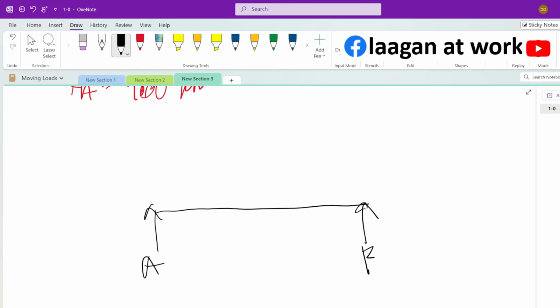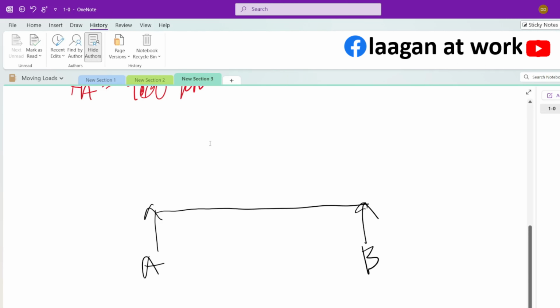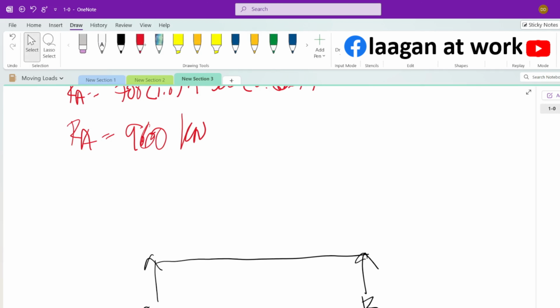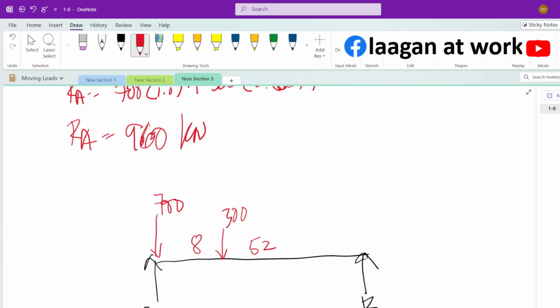So this is A, this is B. Now, the maximum reaction at B would still be the same. Shear at B would be equal to RA, because when you design a structure like this one, you have to assume the worst case condition, which is if the truck is in the direction of support A or in the direction of support B. So this is 700, and then you have your 300 kilonewton. This is 8. This is 52.